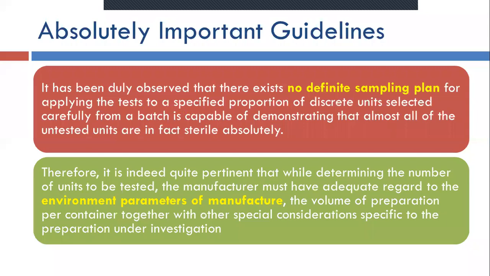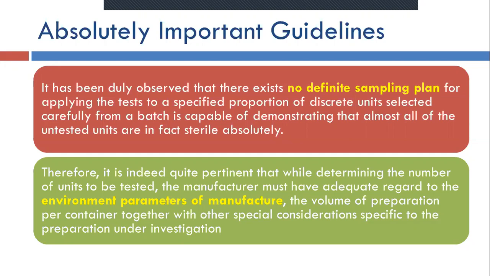It has been duly observed that there exists no definite sampling plan for applying the test to a specified portion of discrete units, selected carefully from a batch, that is capable of demonstrating that almost all the untested units are in fact sterile absolutely. So there is no definite sampling plan. Different pharmacopoeias give different plans for sampling, but there is no definite plan because none of them gives absolute surety that the samples you have collected will represent the whole batch.